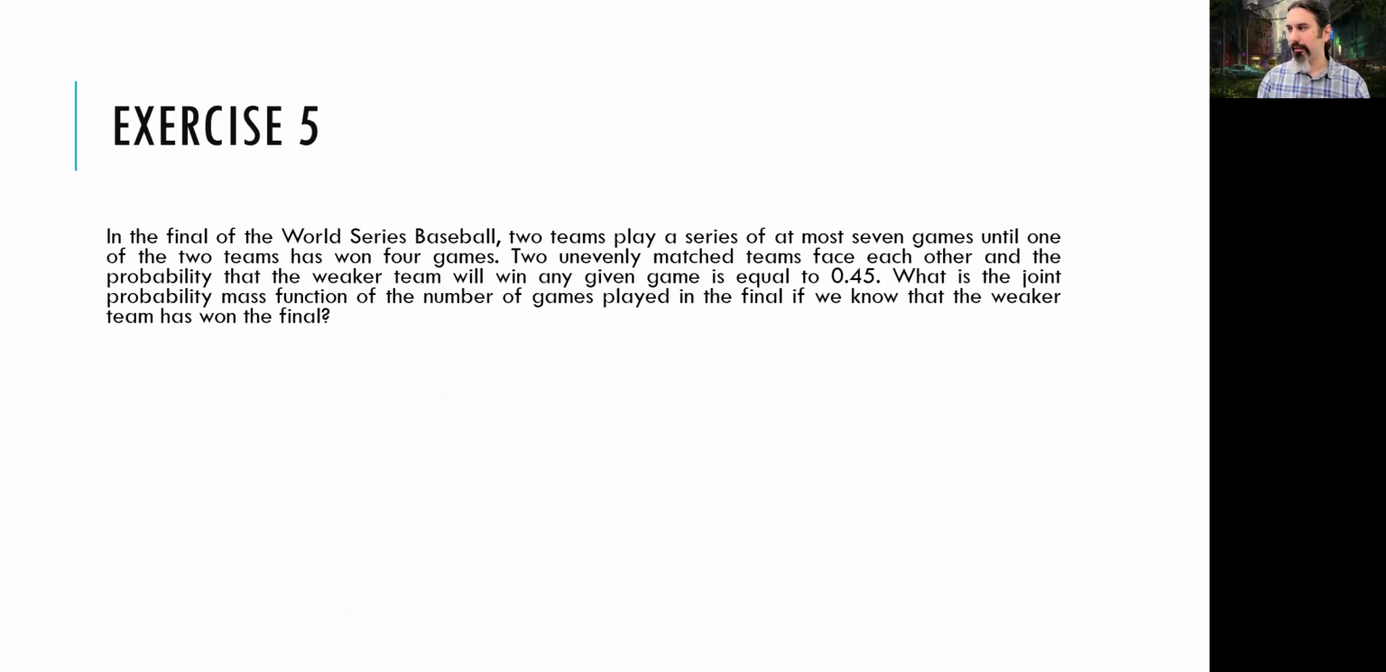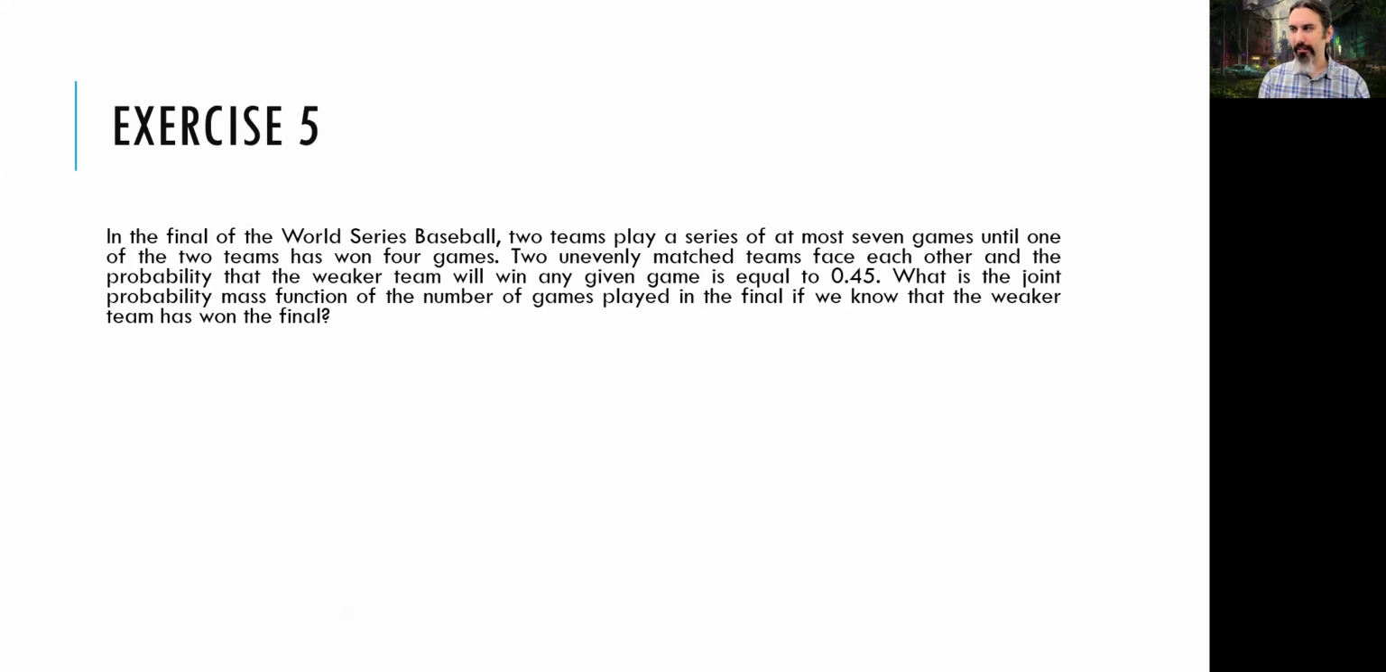Now this one is a bit different from previous questions. We have discrete joint probability here. So we have two teams playing the finals, and whichever team wins 4 matches is going to win the final. One of the teams is stronger and the other is weaker, and the weaker team has a probability of 0.45 of winning.